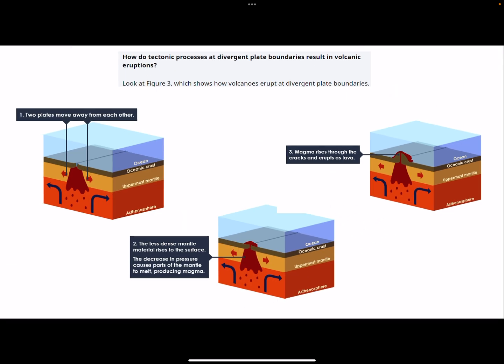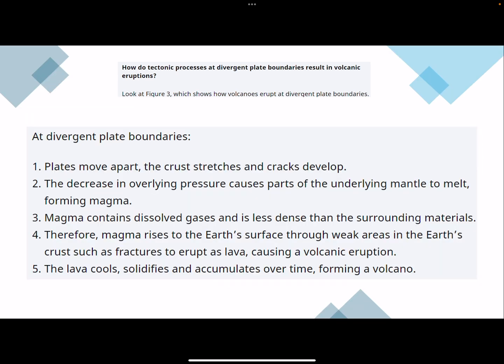So bear in mind, there are many, many caveats to forming a volcanic island. It really needs many conditions to be aligned before this can happen. This is also why we don't have many volcanic islands, but we do have a good spread of undersea volcanoes, submarine volcanoes along divergent oceanic plate boundaries. These 5 points here form the description of how undersea volcanoes can form at divergent plate boundaries. So if you were tasked with a question like this, how do tectonic processes at divergent plate boundaries result in volcanic eruptions?